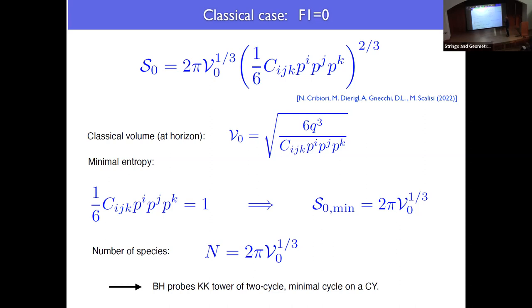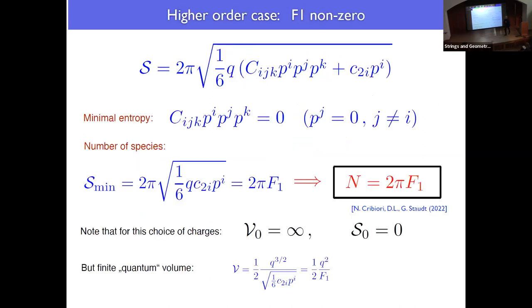Finally, now in my last step, I want to include the next term in the expansion, and I just show you again the previous formula for the entropy. And now what we can do is, in a way, go to the small entropy limit. We can set all charges Pi equal to zero, except one, or in other words, we can set this product to zero and keep only one of the magnetic charges, not to have the entropy completely zero, but look at the minimal entropy.